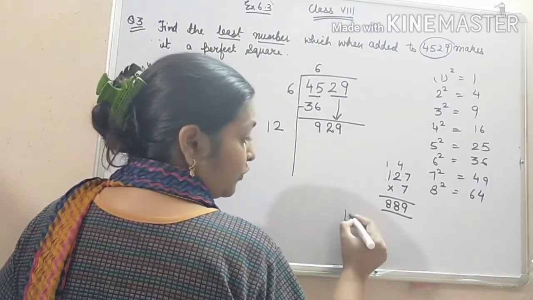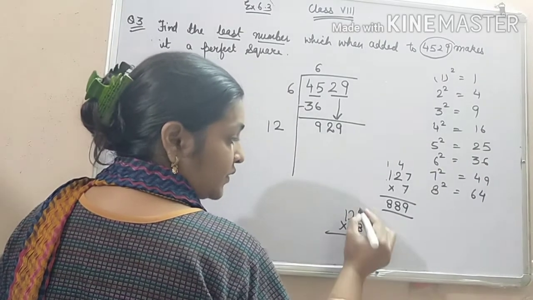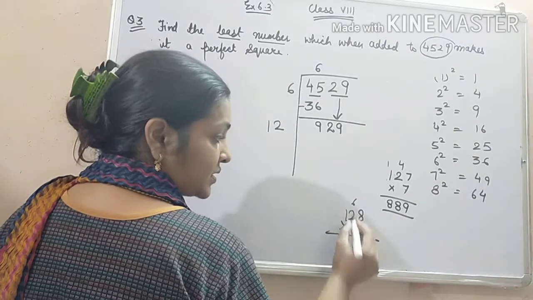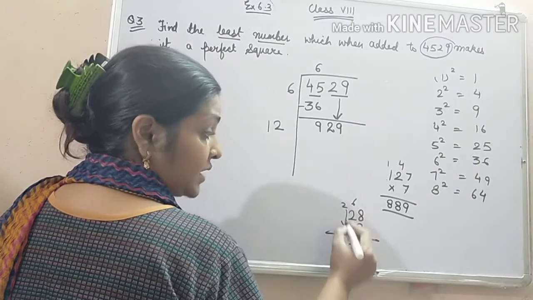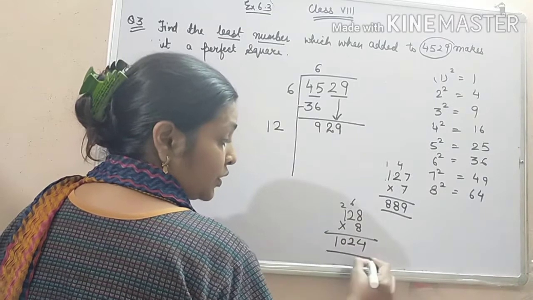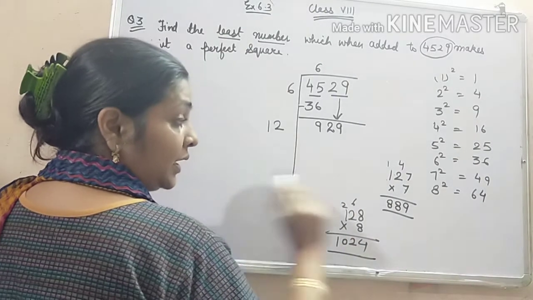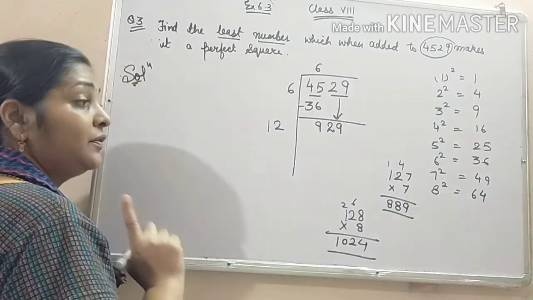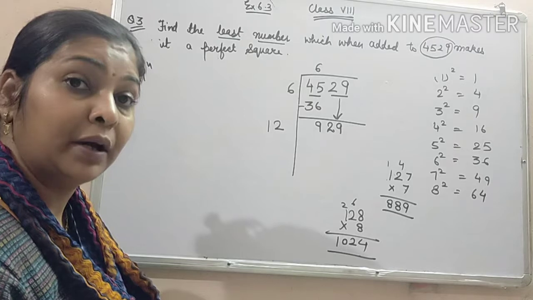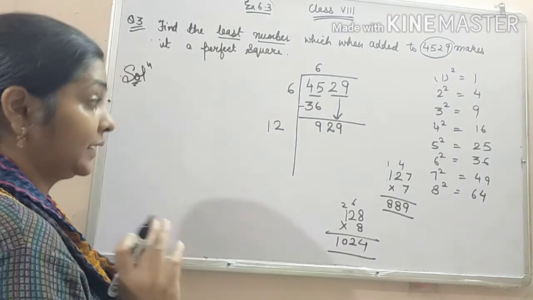I will check for 128 as well. 8 eights are 64, 6 carry. 8 twos are 16, 16 plus 6, 22. 2 carry. 8 ones are 8 plus 2, 10. So 1024. Now 1024 is greater than 929 and 889 is smaller than it. And we have to find what number must be added. Now how to do that?